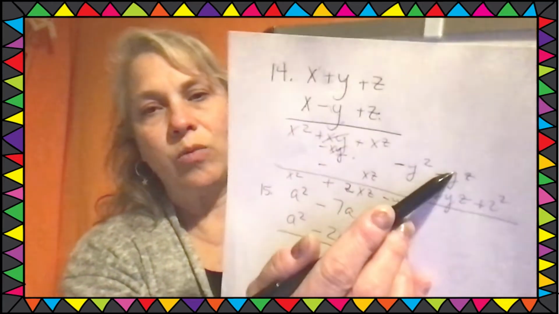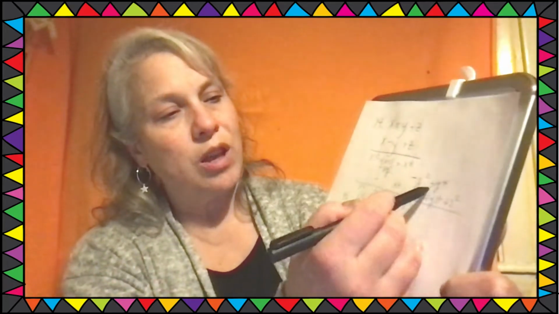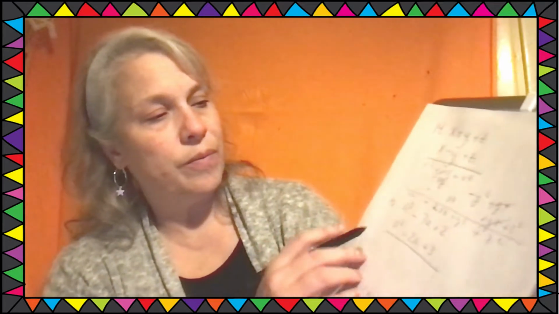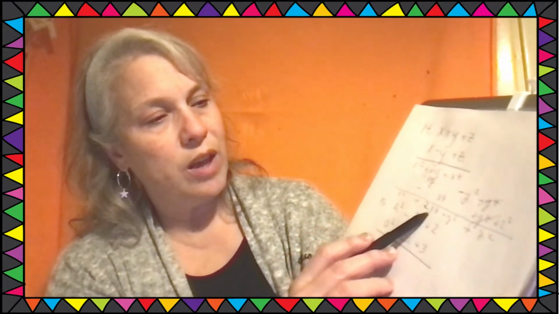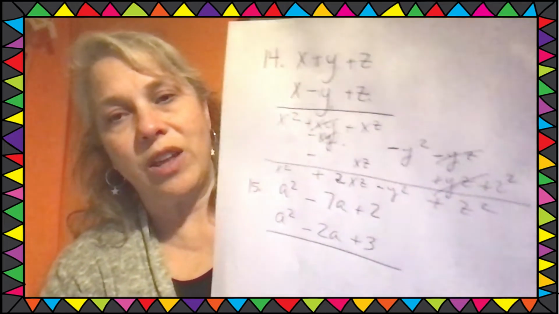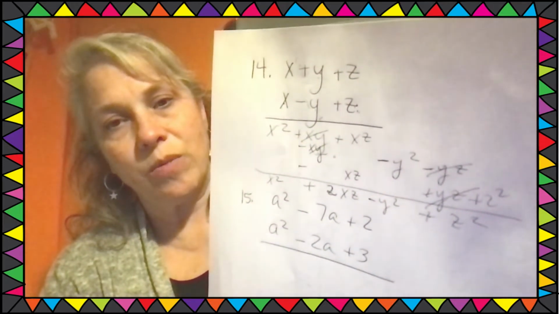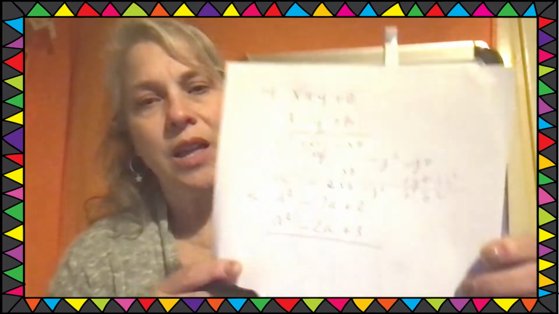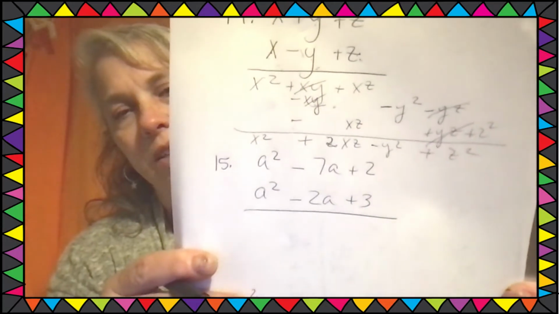I have minus yz and plus yz, so those cancel to 0. And then I have plus z squared. So x squared, 2xz, minus y squared, plus z squared. And that's my final answer. None of those terms can be put together, combined. Okay, the terms have to be exactly the same to add them together.